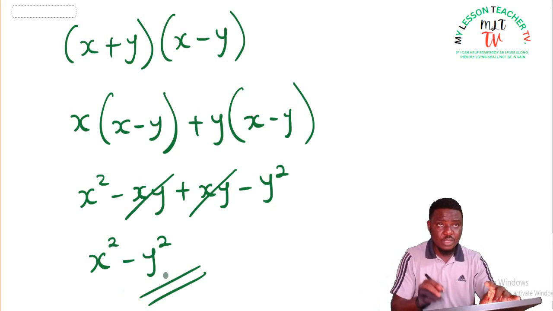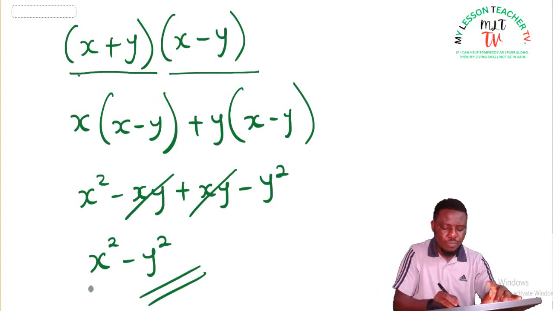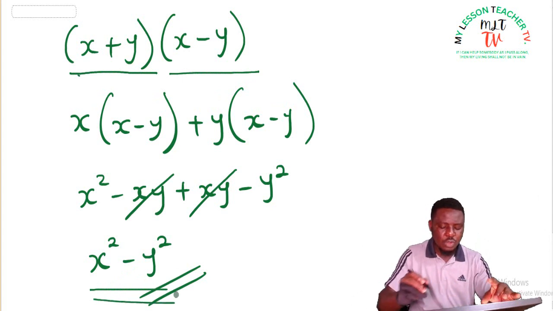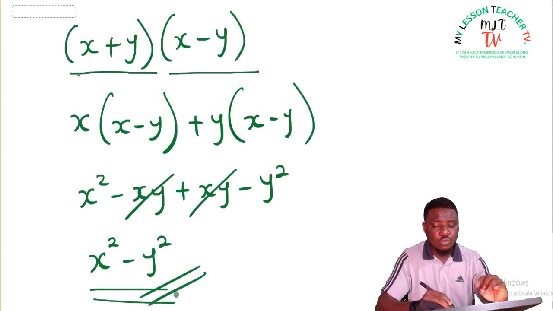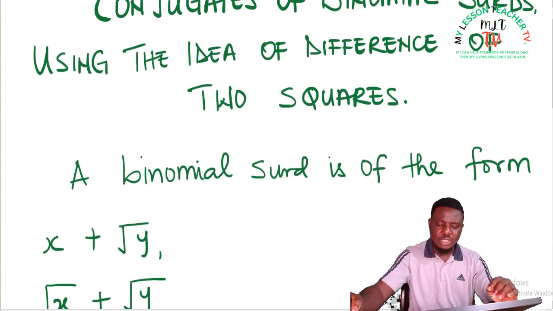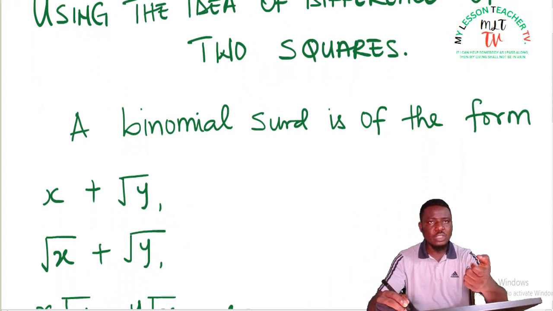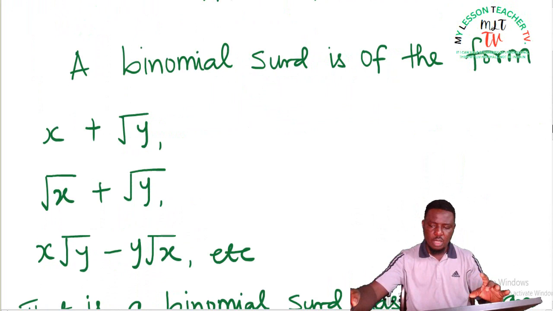And the idea of difference of two squares says that if you multiply a SURD or a number or an expression by its conjugate, it gives you an expression x² − y². So this is the idea of difference of two squares that we are going to apply in solving SURDS problems. So the first thing you need to do is to ask yourself, what is the conjugate of a SURD before you will then rationalize it? I have given you different forms of binomial SURDs.